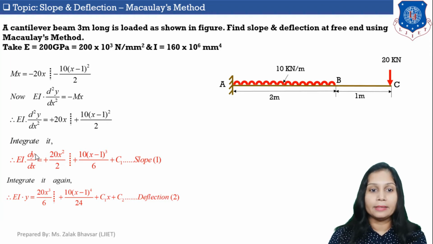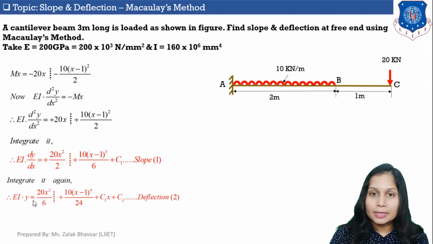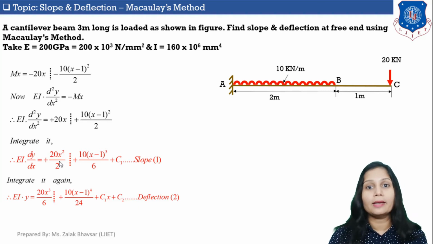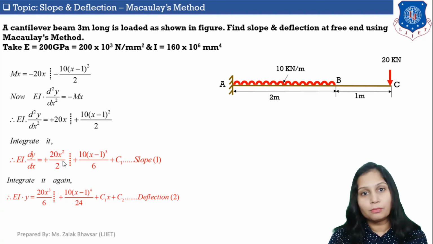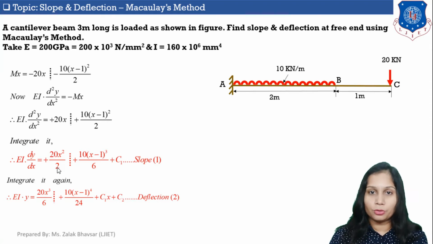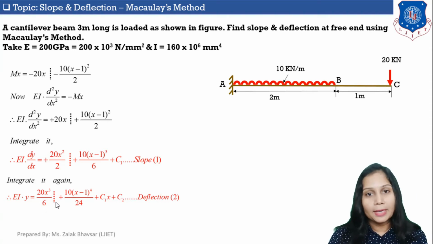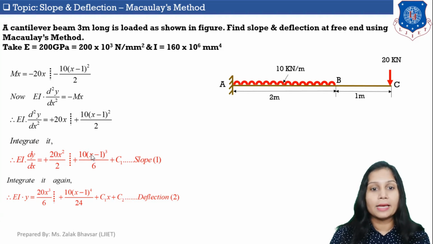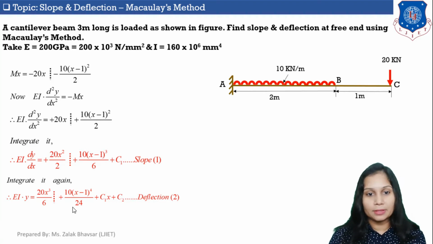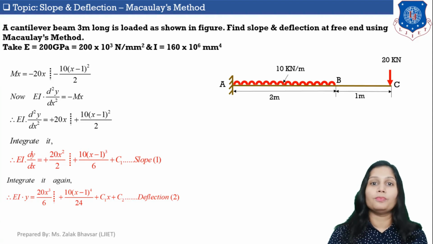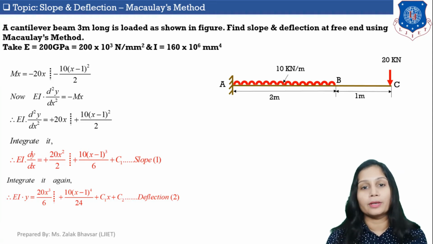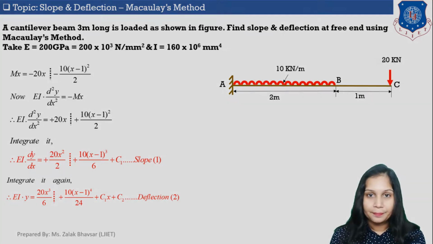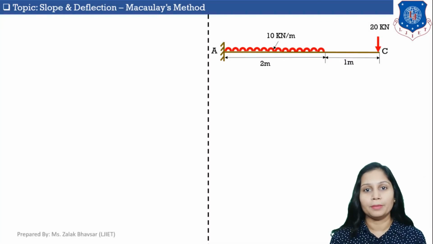Now this y is integration of dy by dx, which is equal to 20 into integration of x square, that is x cube by 3. 3 multiplied with 2, so we get 6, plus 10 into integration of (x minus 1) cube, that is (x minus 1) raised to 4 by 4, and 4 multiplied with 6 is 24, plus C1x plus C2. So we get our second equation for calculating deflection.